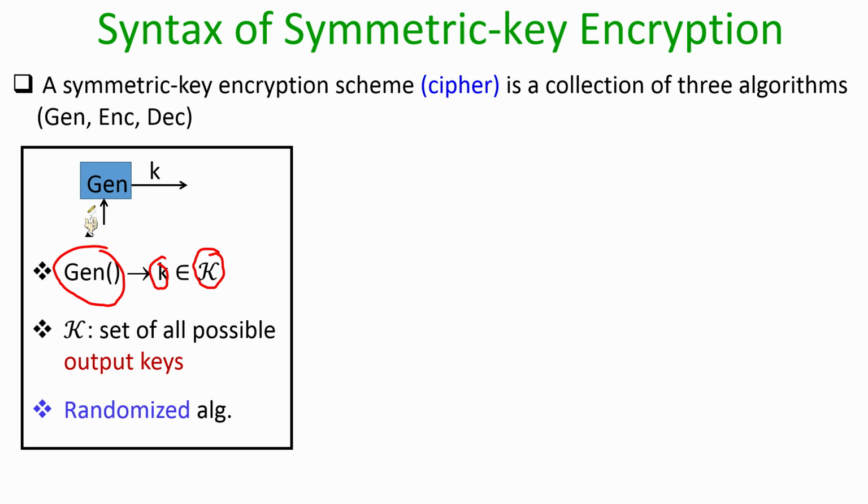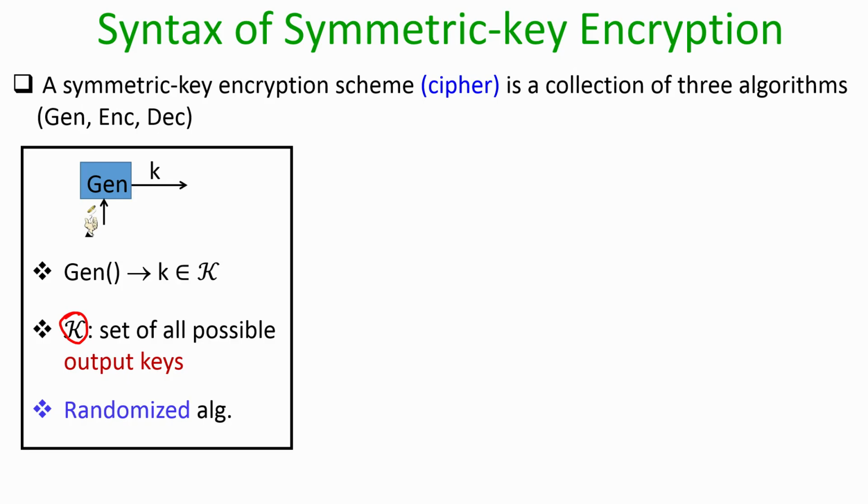And the important thing here is that since this algorithm is a randomized algorithm, I do not say that the output of gen is assigned the value k. Instead, I say that the output of gen is going to take one of the possible values k from the set of all possible keys. I am not using the assignment operator, because it is not a deterministic function, it is a randomized algorithm. Here this calligraphic K is the set of all possible keys which your key generation algorithm could output.